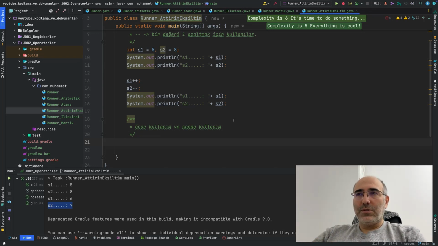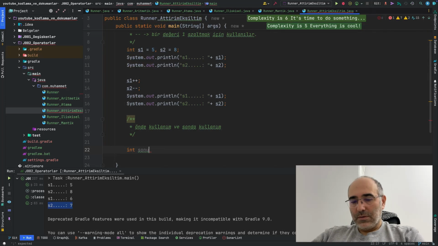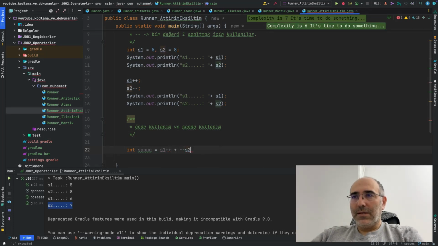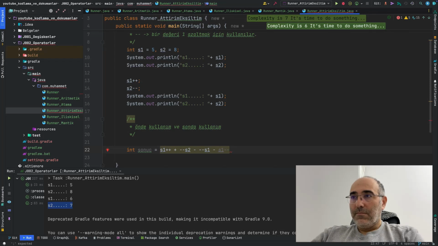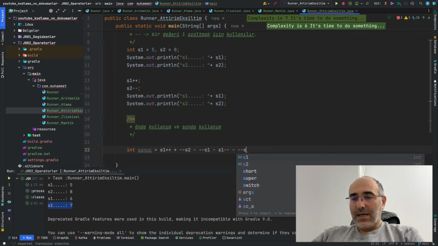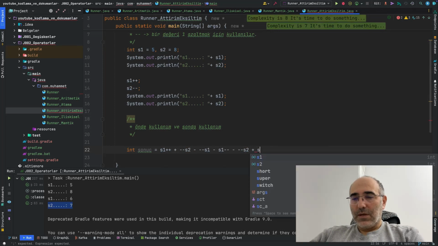Of course, I will describe it first. Then I call int result. Result equals. Look carefully. I say S1 plus plus. I say minus minus S2. Of course, let's write a plus here too. It's not over. Minus. Minus minus S1. Minus S1 minus minus. Minus. Minus minus S2. Plus S1 plus plus. Plus. Plus plus S2.